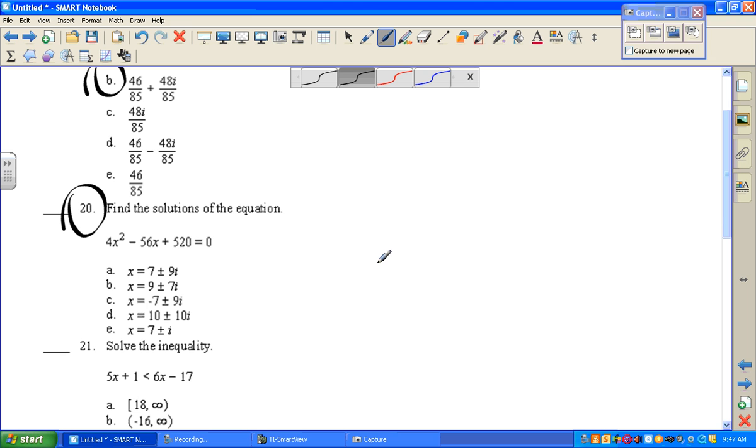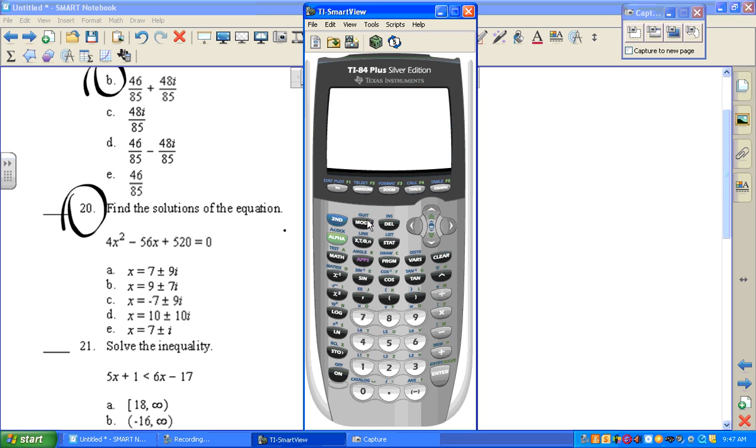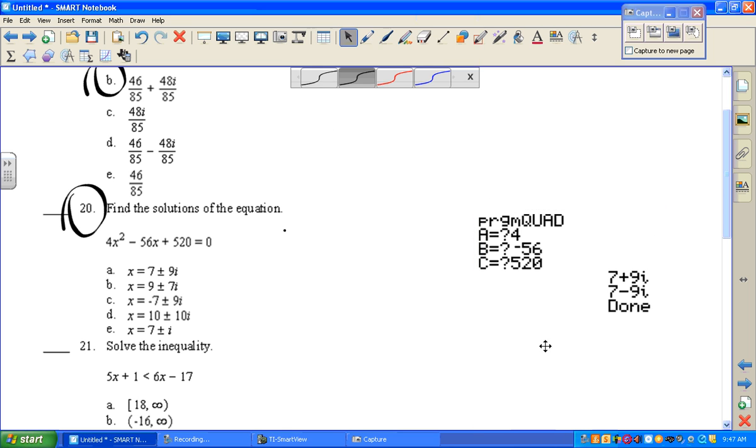I did program and quad, and then I put 4 for A, negative 56 for B, and 520 for C. And I got plus or minus 7 plus or minus 9 on it. A. Okay? But I forget how to do it without the program and quad.